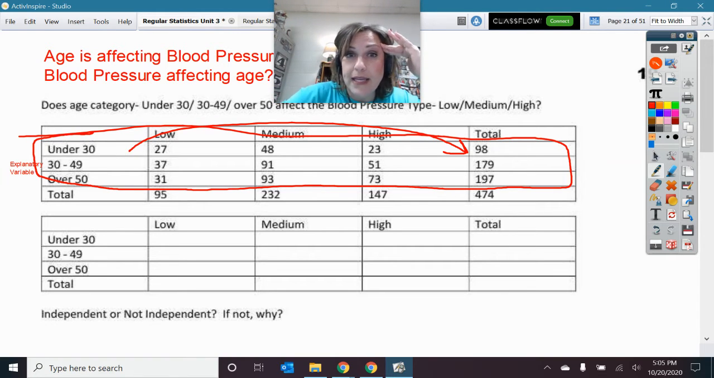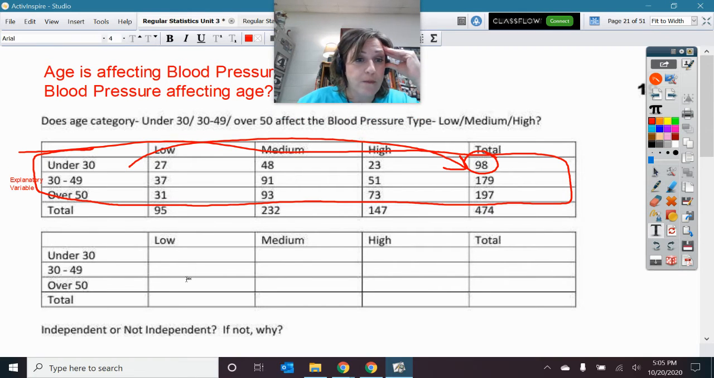So that's my sections. So I will have conditional upon you being under 30. Those denominators are 98. So let's put those in there. Okay, so let's do those denominators. Here we go. So I'm going to do conditional upon you being under 30. The low then is 27 divided by 98. Okay, and that equals whatever percent that is.